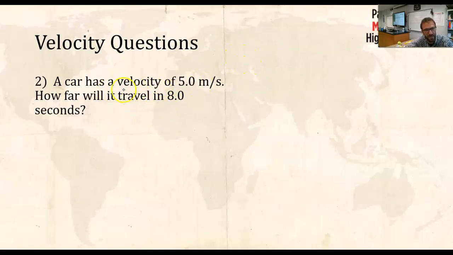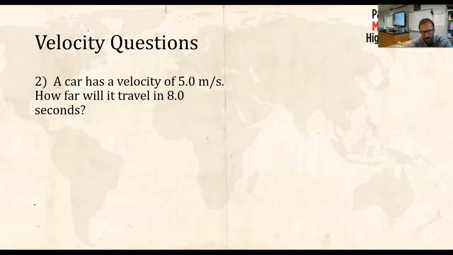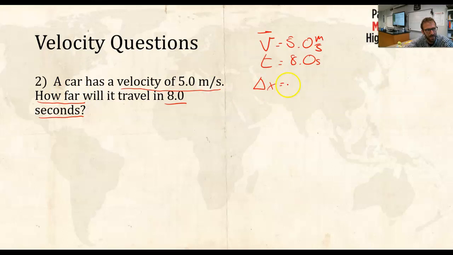All I'm going to do is write down the things that I know. So I know that the velocity is, oh, my pen's not working. Okay, the velocity is 5 meters a second, alright? So let's write down the stuff I know. Velocity is equal to 5.0 meters per second. It travels for 8 seconds, so this is my time. My time is equal to 8.0 seconds. And I'm trying to find how far. This is delta x, right? So delta x is equal to a big fat question mark.